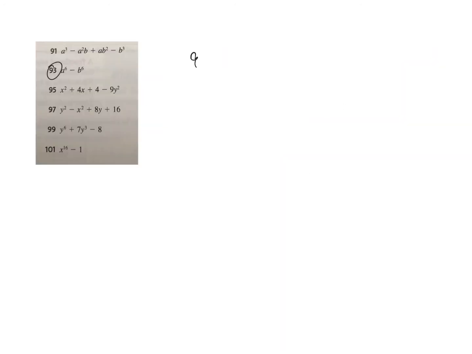Okay, let's do number 93. A to the 6th minus b to the 6th. Well, you could do the difference of cubes, and then you're going to get a trinomial that's going to look pretty ugly. What might be easier is making this into a difference of squares. This is a tough problem to think about, but you've got to work through every type of possibility.